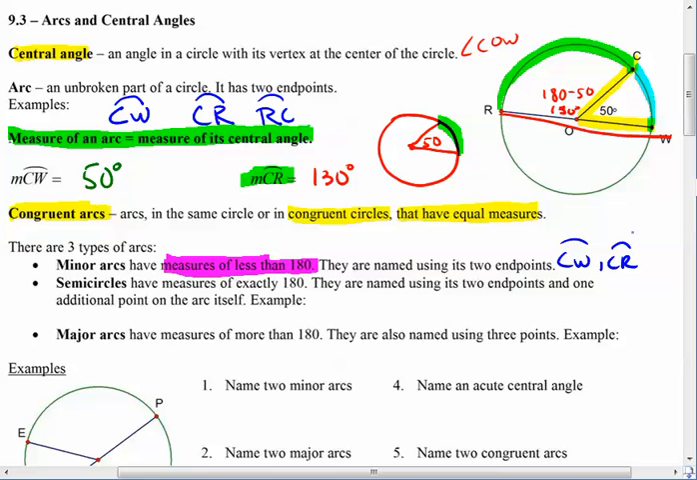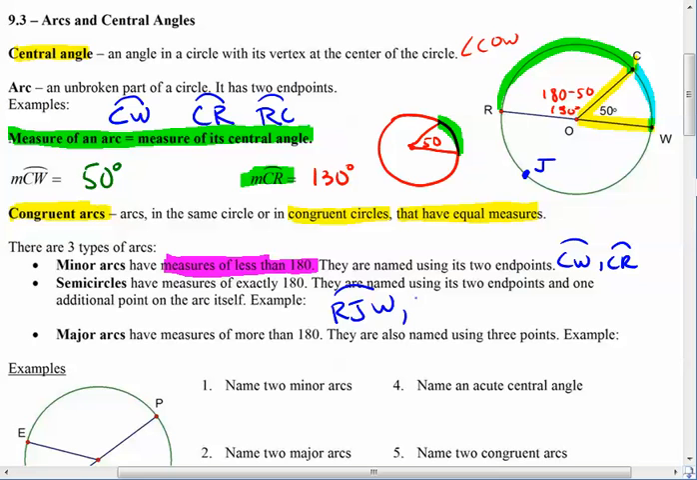Semicircles, as you can imagine, have measures of exactly 180 degrees. They are named using their two endpoints and then one additional point on the arc itself. Now, why do you need another point? Well, if I just talk about RW from the diagram above, am I talking about the top half or the bottom half? You just don't know. So you do need a third point to indicate which piece of the circle you're speaking of. So why don't I put point J down here, and then I'll refer to this as RJW. And now you can tell that I was talking about the bottom of the circle.